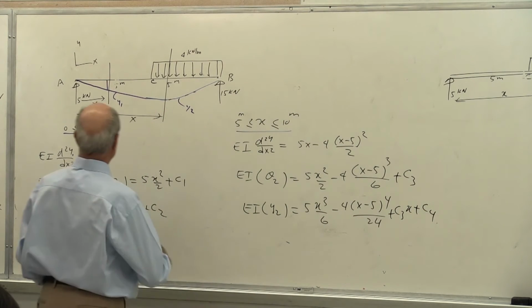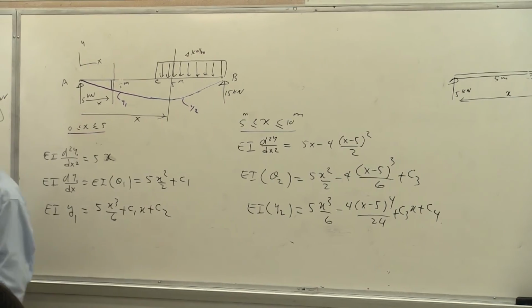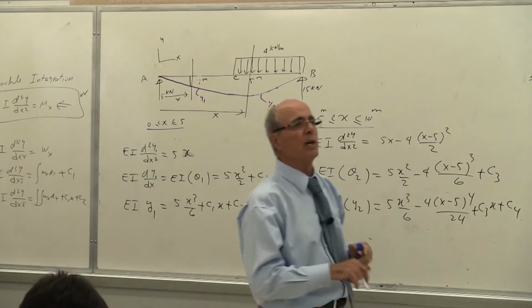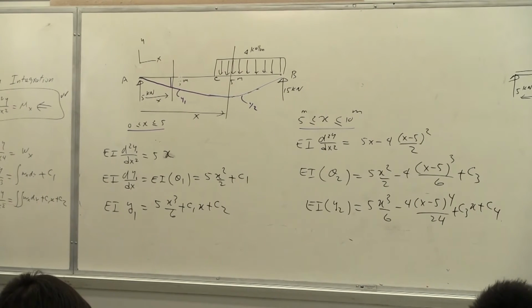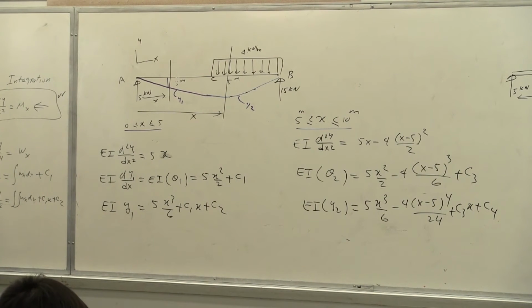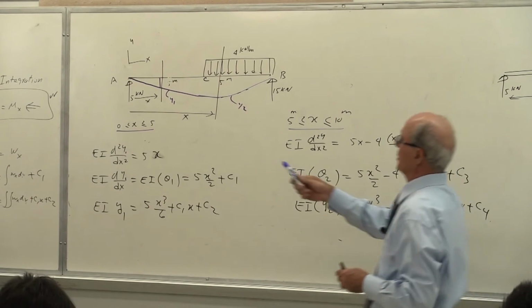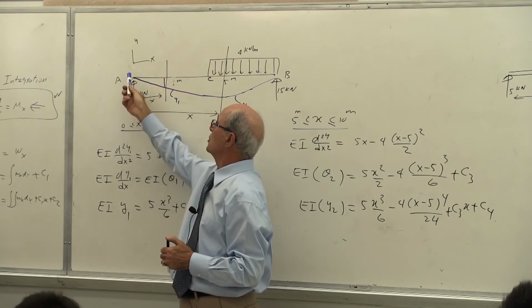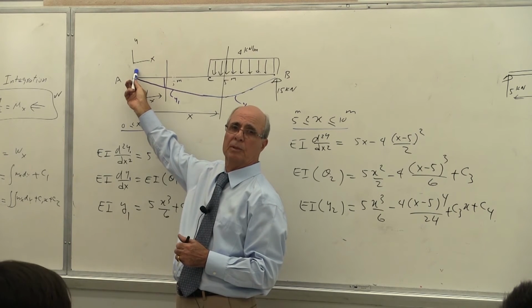Suddenly, instead of 2 constants of integration, how many do I have? 2 and 2, because I'm doing it twice. Is that correct or not? So how many boundary conditions do I need? 4. Otherwise, I cannot solve. What are my boundary conditions? Again, look at your reaction. What does this tell you? At x equal to 0, y equal to 0.